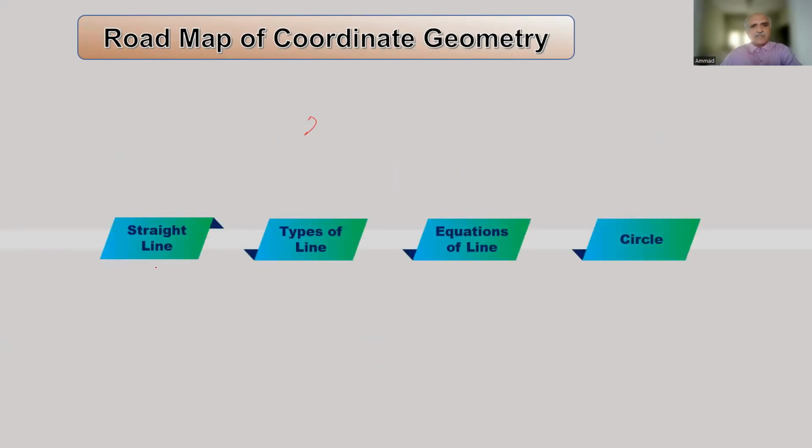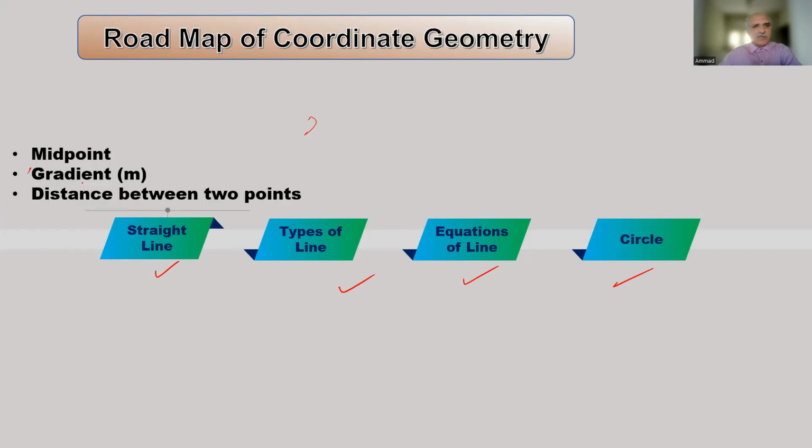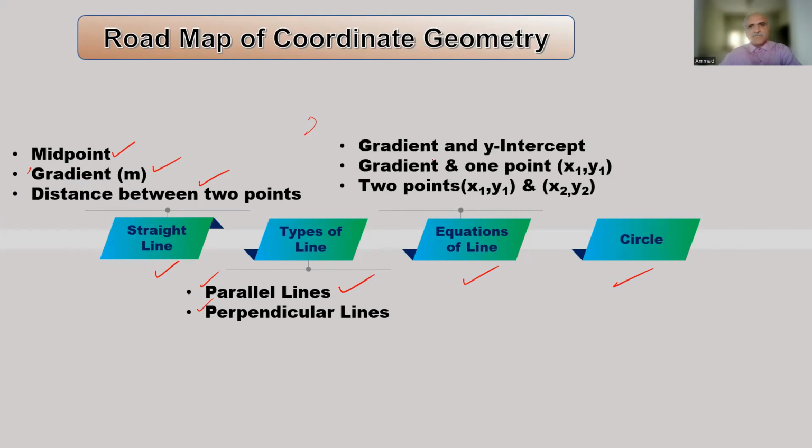Now come to the roadmap of coordinate geometry. There are four topics in this chapter: straight line, types of line, equation of line, and circles. In straight line, we will study midpoint, gradient, and distance between two points. In types of line, we will study parallel lines and perpendicular lines. In equation of lines, we will study three types of equation.